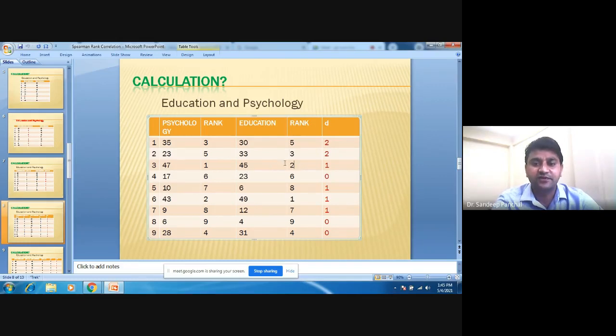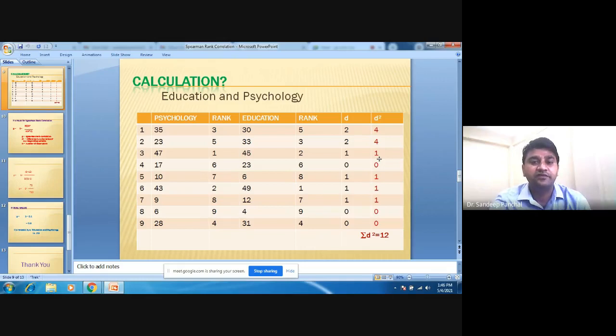Okay, next 2 minus 1 is equal to 1. 6 minus 6 is 0. 8 minus 7 is 1. And 2 minus 1 is 1. 8 minus 7, 1. 9 minus 9 is equal to 0. 4 minus 4 is equal to 0. Okay, so we will find out the D, or the difference between the rank of psychology and the rank of education.